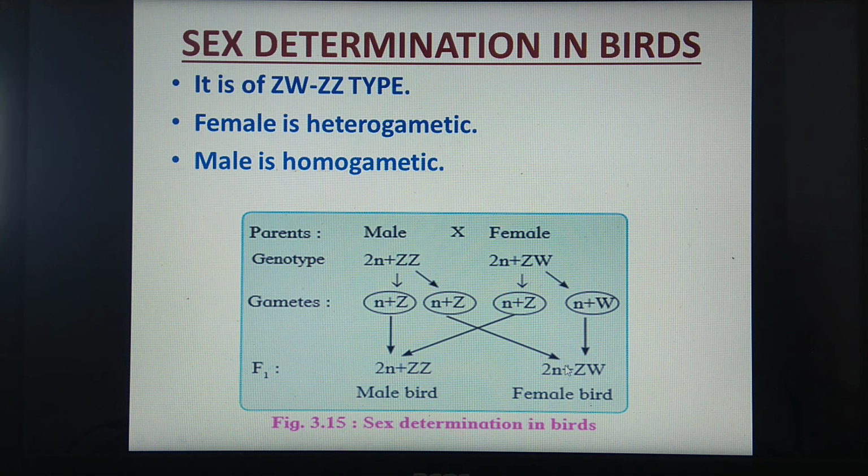When fertilization takes place, when this Z containing male gamete, the sperm, fuses with Z containing ovum, it will be 2N plus ZZ.